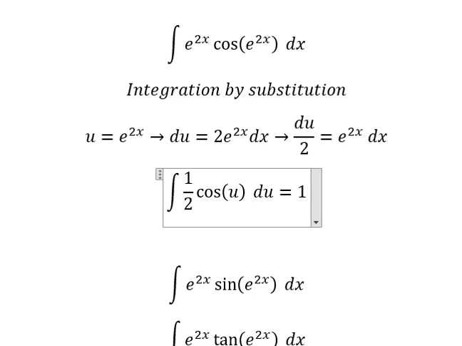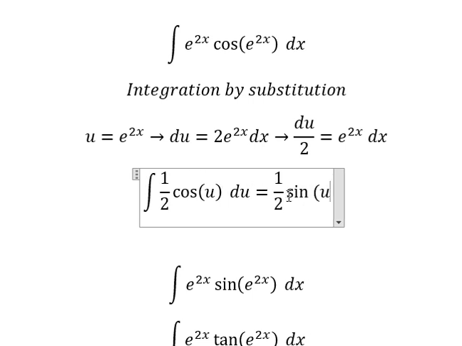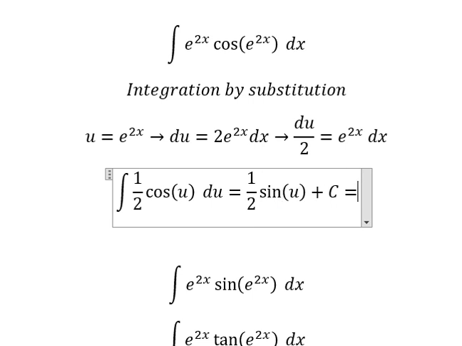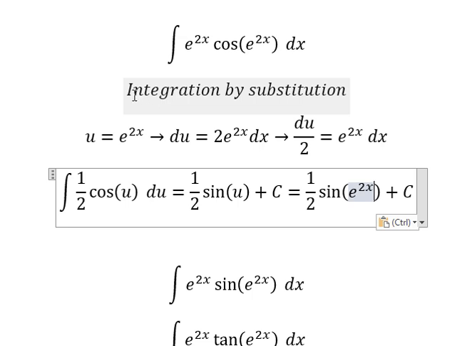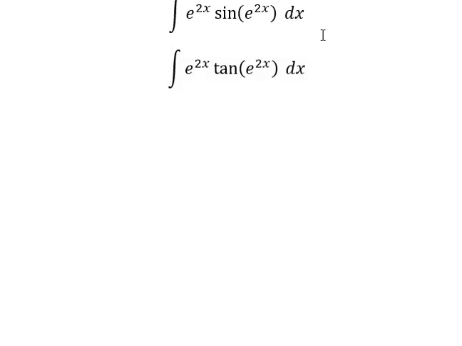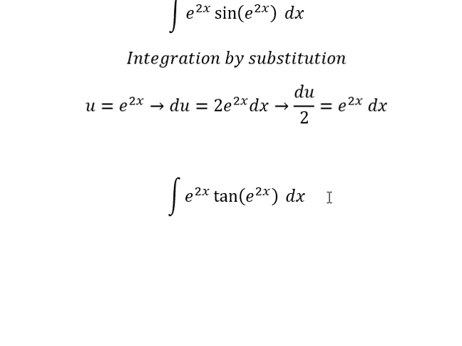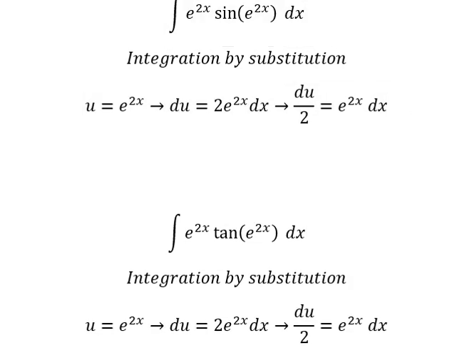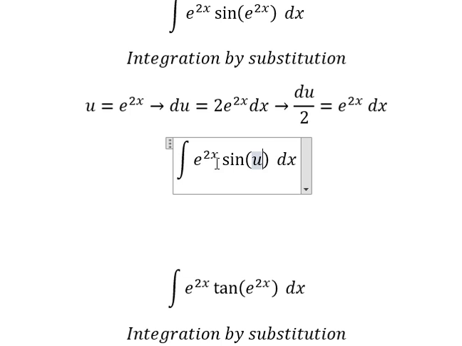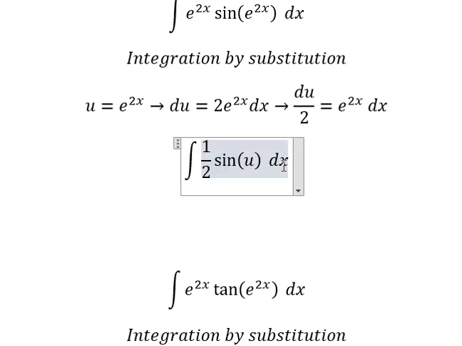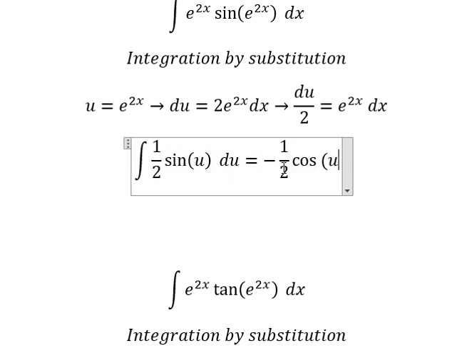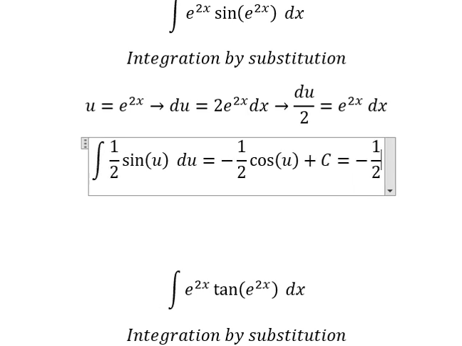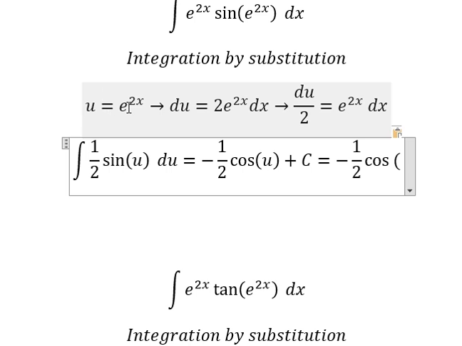So the integration of this one is sine u, and I will put plus c. In terms of u, that is this one. And this technique is similar for this one and this one. This one we change for u, and this one we have 1 over 2 du, and we have negative cosine u, and I will put plus c. In terms of u, that is this one.